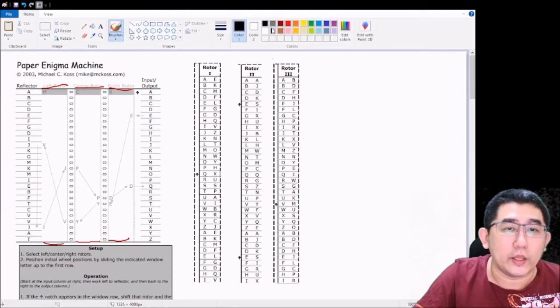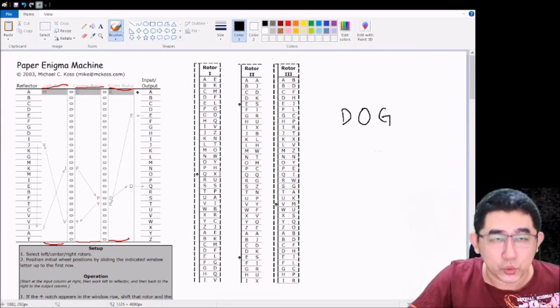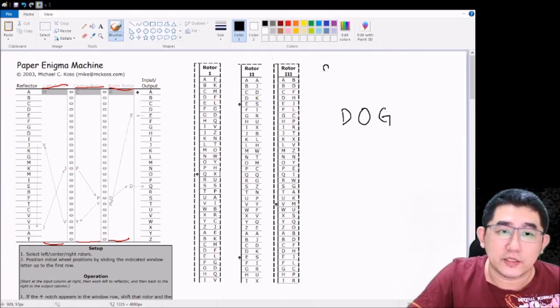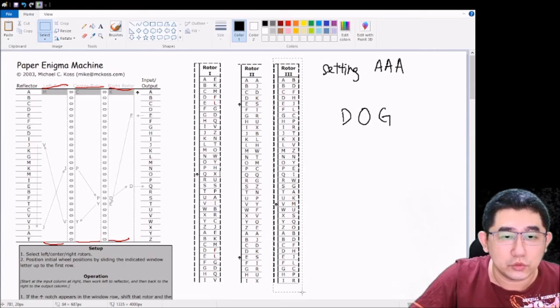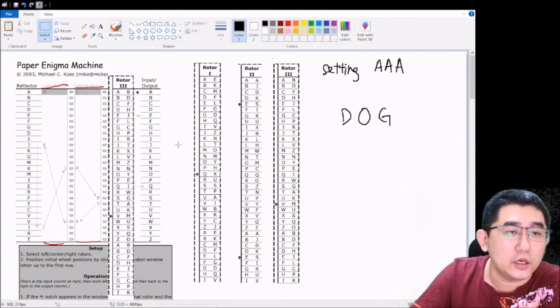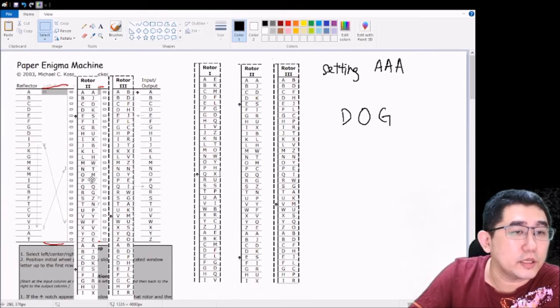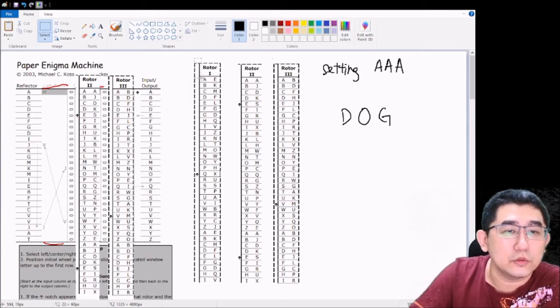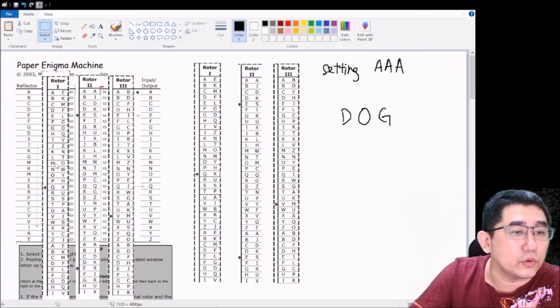Let's say today we are going to encrypt the message DOG, with the setting AAA. This is the key that we're actually using. So what's going to happen is I'm going to place my rotor in the three locations inside my right side, and I'm going to set it as setting A. The second rotor I'm going to place here, then the third rotor I'm going to place here. I'm going to place them properly according to my order of the AAA.